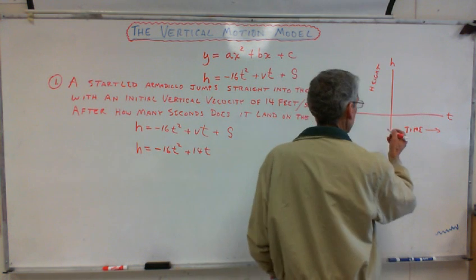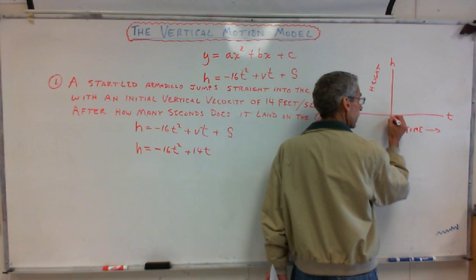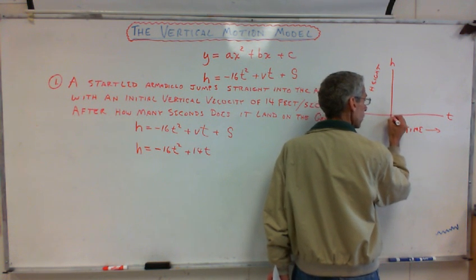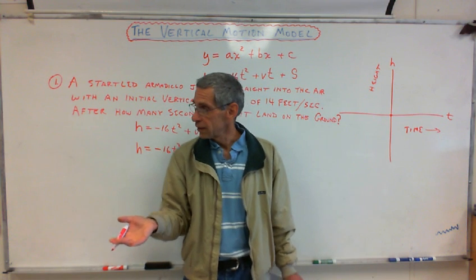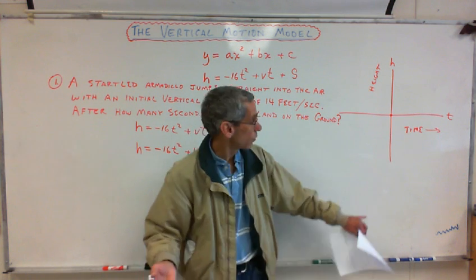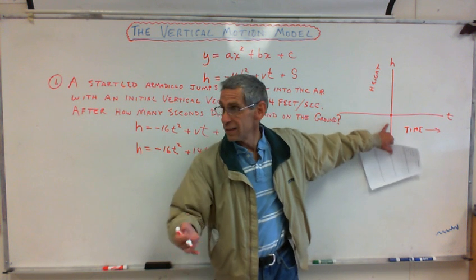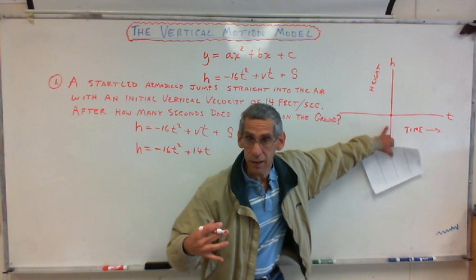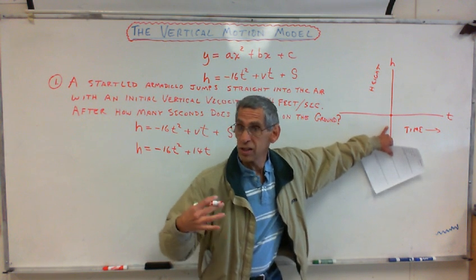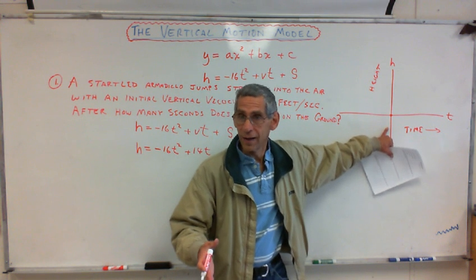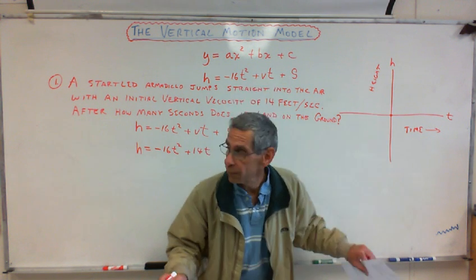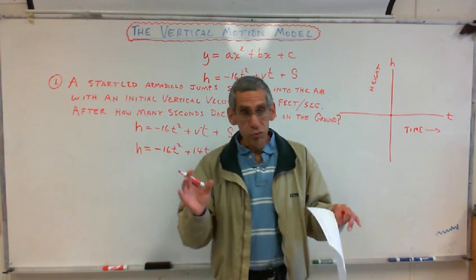So let's think about this for a second. Would you agree that at the beginning, time was zero? That's right before he jumped. So he started at 0, 0. His height was zero, he hasn't left the ground yet, and time hasn't started yet. Now he jumps straight into the air.